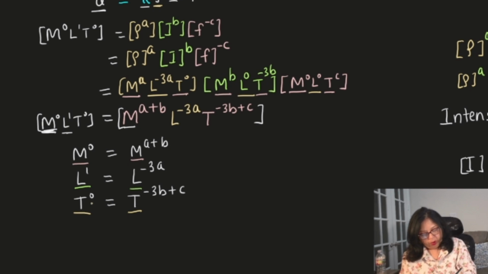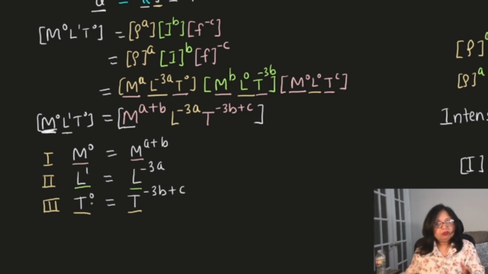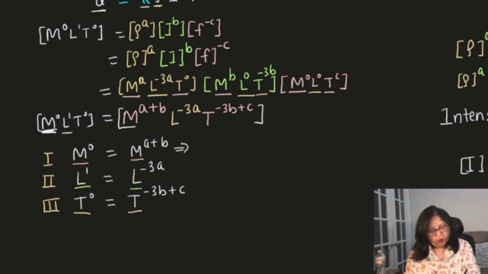So for equation number 1, M is the base. For equation number 2, L is the base. For equation 3, T is the base. So the base is the same on each side, and when that is the case, what do you do? You equate the powers. So equation 1 gives you 0 equals A plus B.